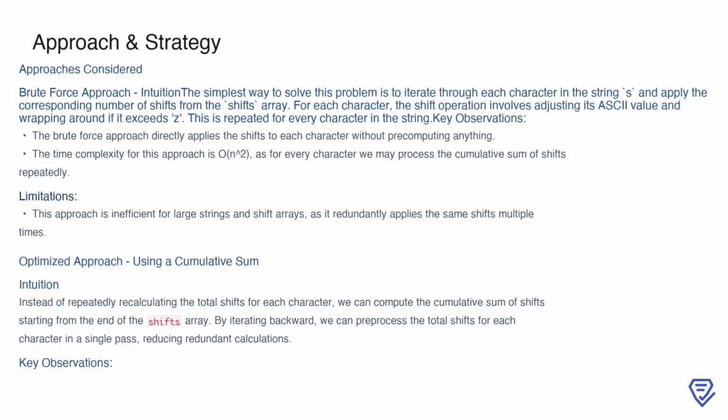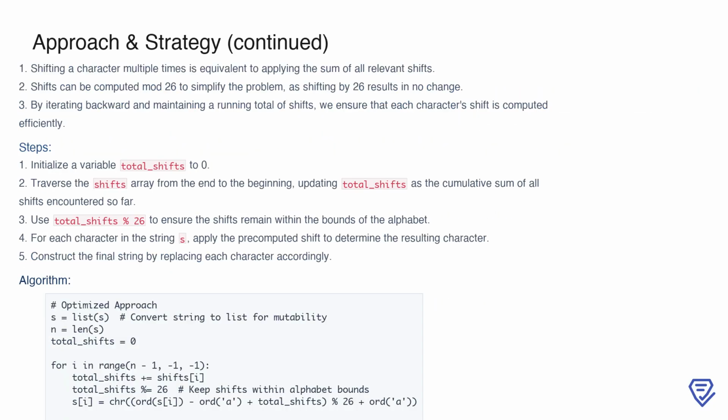This redundancy makes the approach unsuitable for large inputs, as it becomes computationally expensive. The key limitation here is that it processes the same shift values multiple times, leading to wasted effort and slower performance on larger strings. Now, to improve on the brute force approach, we turn to an optimized strategy using a cumulative sum. The key idea is to pre-process the shifts array by calculating the total shifts for each character in a single backward pass.